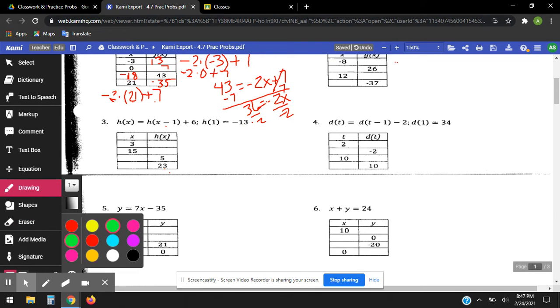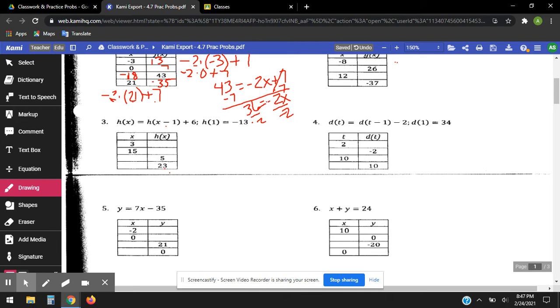We'll change colors. So my h of x equals, well, I'm starting with a -13, and I'm going to add 6 repeatedly, and I have the first term. So that is my explicit equation. So for 3 and 4, you'll want to make the explicit equation so that you can then plug in.